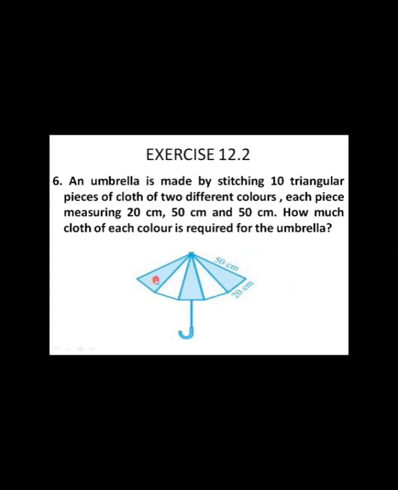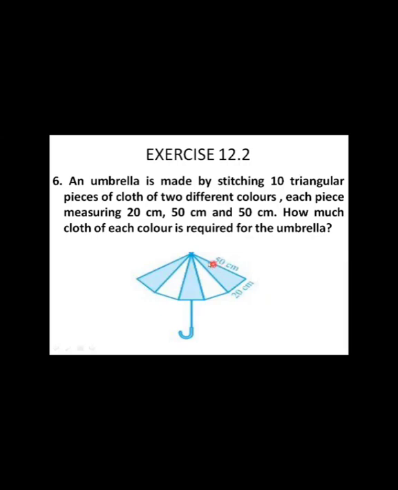So here we have 1, 2, 3, 4, 5 triangular pieces, and let us assume that at the back view of the mirror also will have 5 more pieces. So in total 10 triangular pieces, but of 2 different colors. So 5 of color 1 and 5 triangular pieces of color 2. But then they're all of the same size.